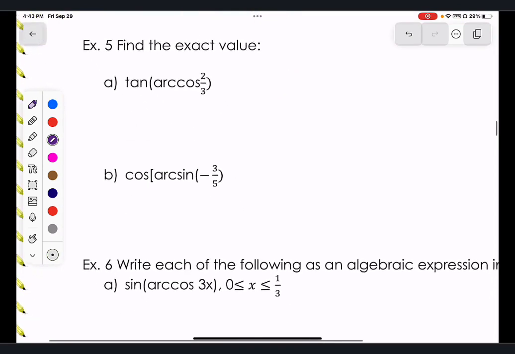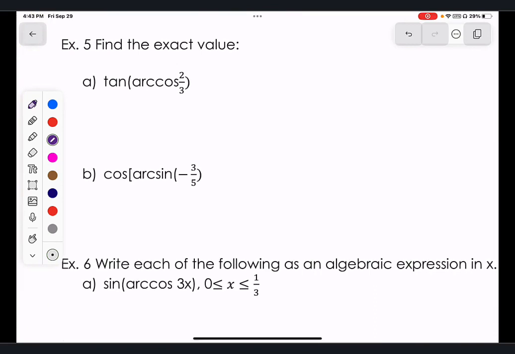Okay, for our next type of problem, we are doing different functions of different things. And to do that, we have to use right triangle trigonometry to actually calculate and figure it out. So in this case, we have the tangent of the arc cosine of 2/3. Notice the cosine is going to be adjacent over hypotenuse. So if this is our angle here, the adjacent side is going to be 2. The hypotenuse is going to be 3.